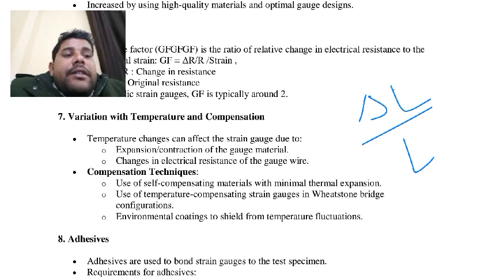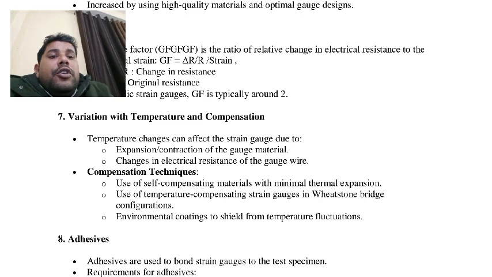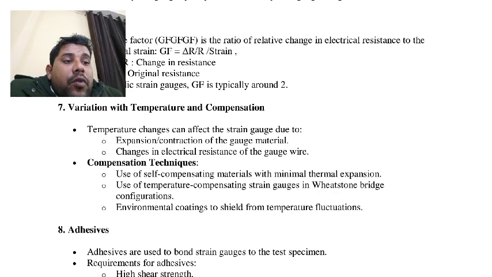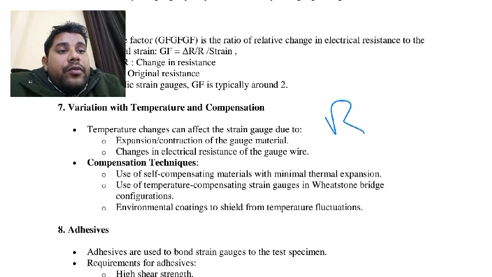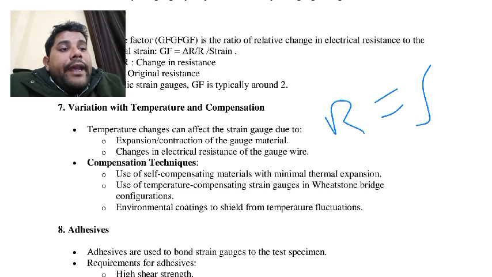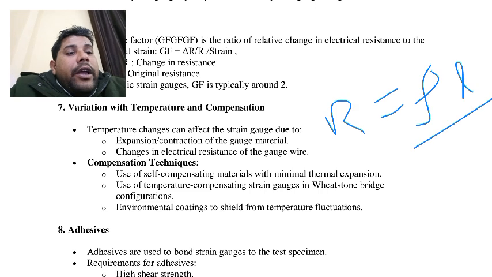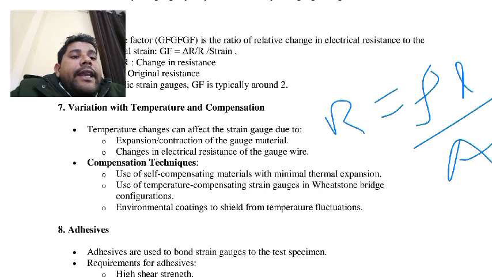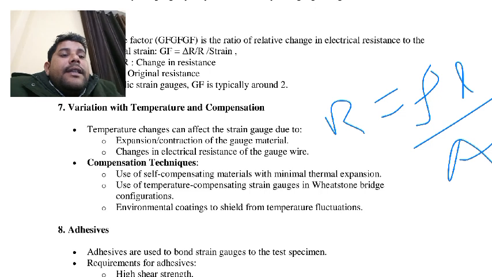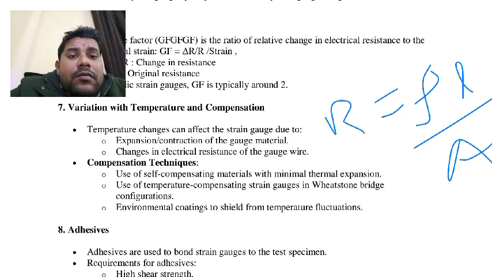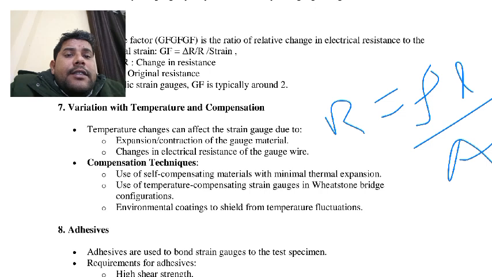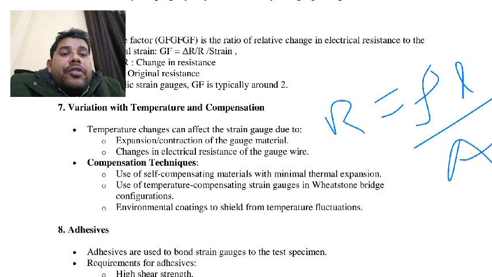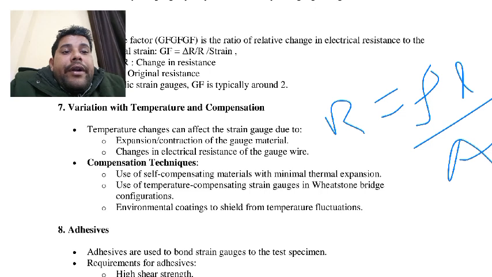Then the electrical resistance changes because the length changes. Resistance R equals rho L by A, where A is the area, rho is the resistivity, and L is the length. In this way resistance can change. That's why we need temperature compensation, so that the reading of the strain gauge will not be affected by temperature changes.